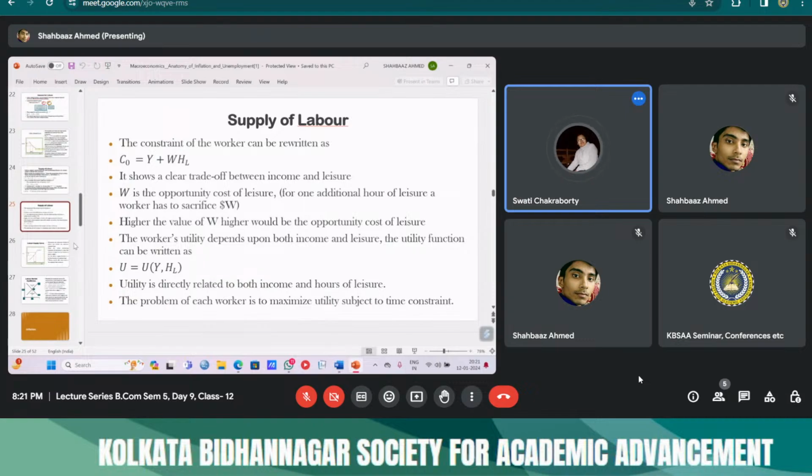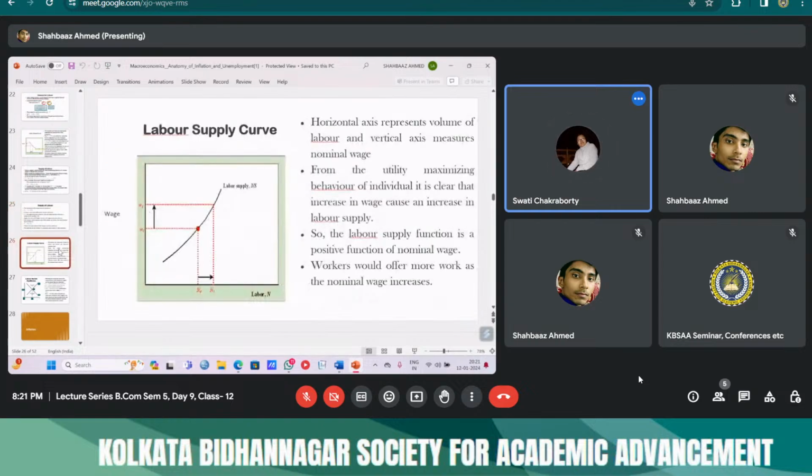So how does he utilize his time? He can either increase his work hours or increase his leisure hours depending on the wage rate. The problem for any worker is how to maximize utility subject to the time constraint. Okay, next slide please.